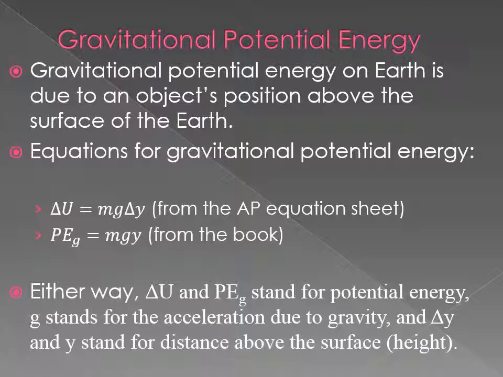Either way, delta U or PEG stand for potential energy. G stands for the acceleration due to gravity, and delta Y, or just Y, stand for the distance above the surface, or in other words, height, typically measured in meters.